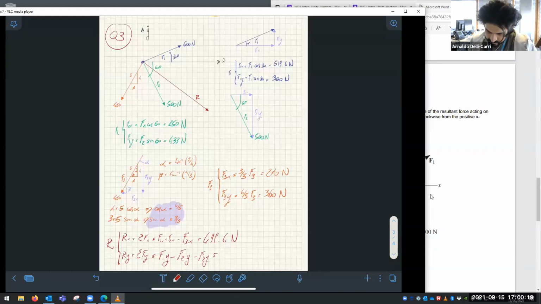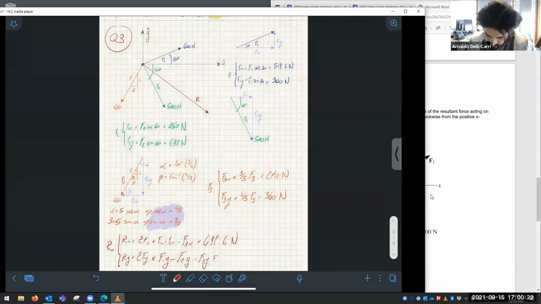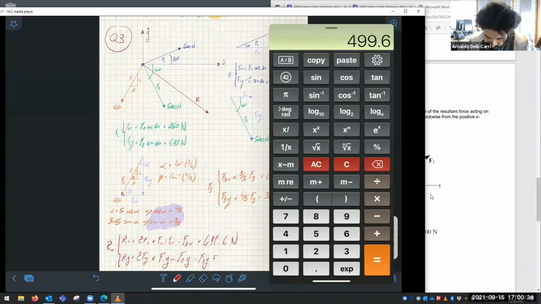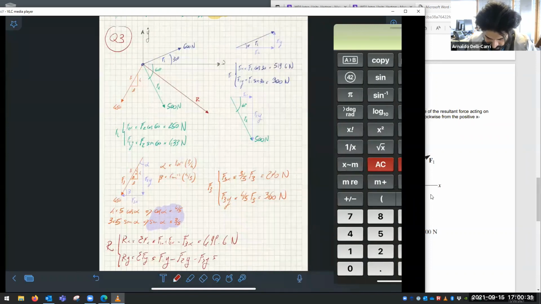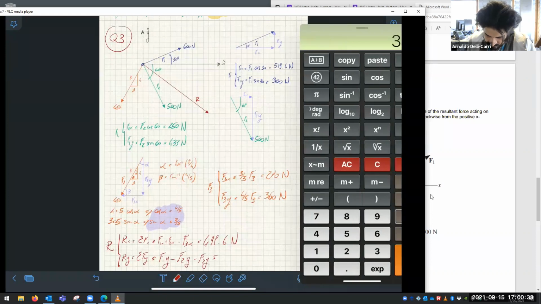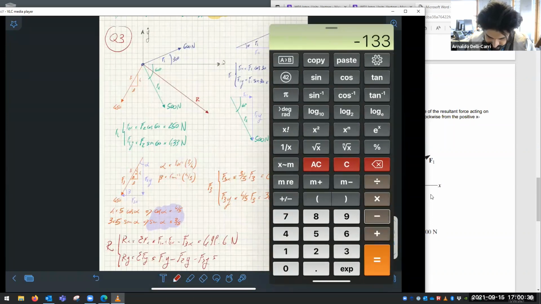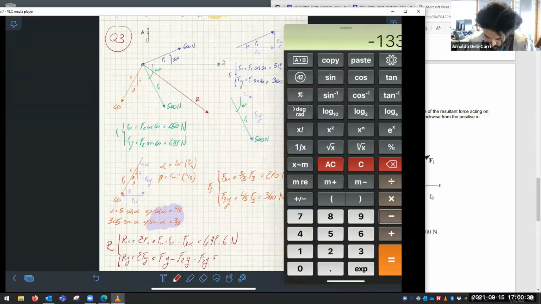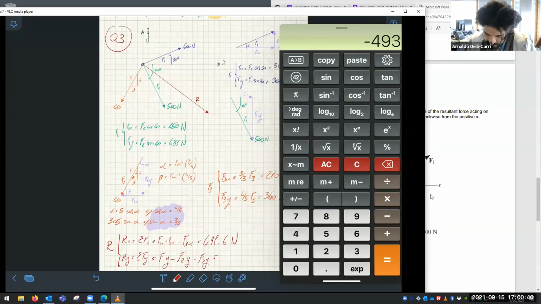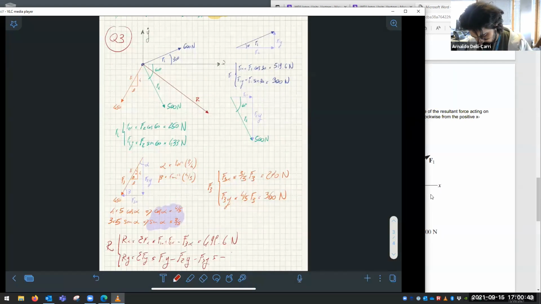So let's make that. F1y is 300 minus, no, sorry, I forgot, 300 minus 433 minus 360 minus 493. So we are saying that this is going in this direction and downwards. So this is the resultant.